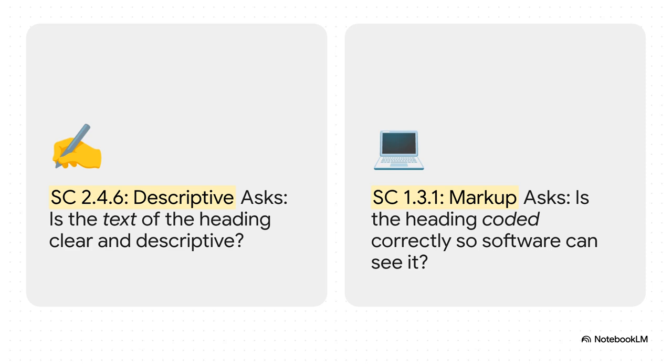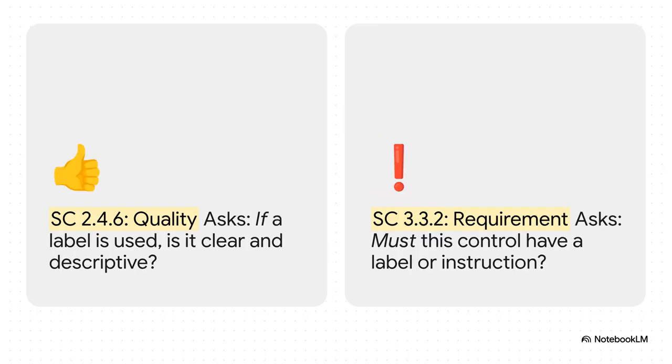They're two different things. And here's the other big mix-up. Our rule, 2.4.6, says that if you use a label, it has to be a good, clear, descriptive one. But it doesn't actually say you have to use a label in the first place. That's a different rule, 3.3.2. So think of our rule as the quality inspector. It checks the quality of the labels you use. The other rule is the one that says, hey, you need a label here to begin with.